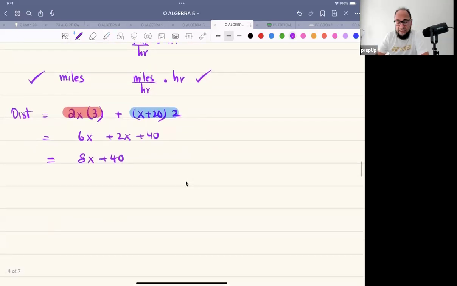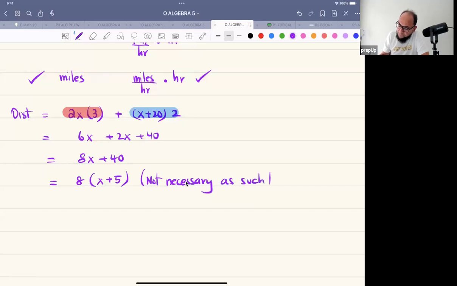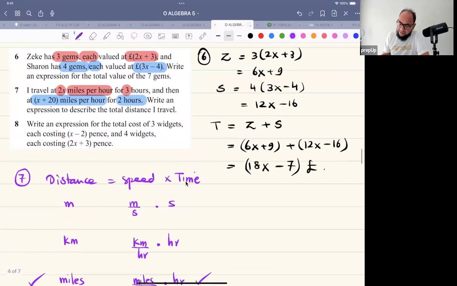Now someone can ask this question, can we take 8 common out? The answer is yes, you can take 8 common out. You can write it as 8 times x plus 5, but this step was not necessary unless otherwise stated. Not necessary as such. So this one was perfect, this one was perfect.